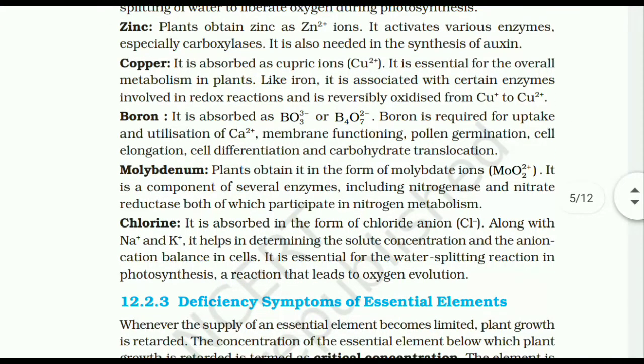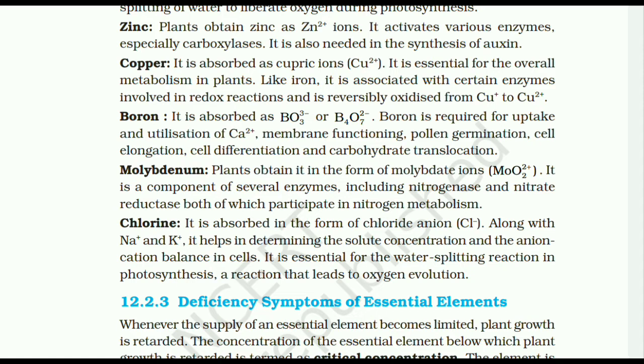Boron. It is absorbed as BO3 3- or B4O7 2-. Boron is required for uptake and utilization of Ca2+, membrane functioning, pollen germination, cell elongation, cell differentiation, and carbohydrate translocation.